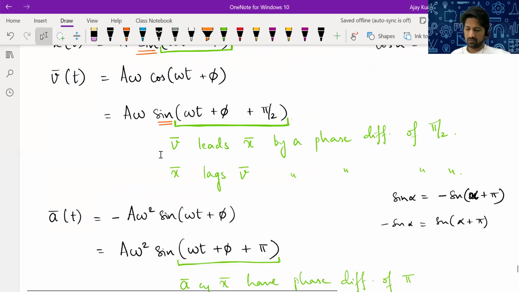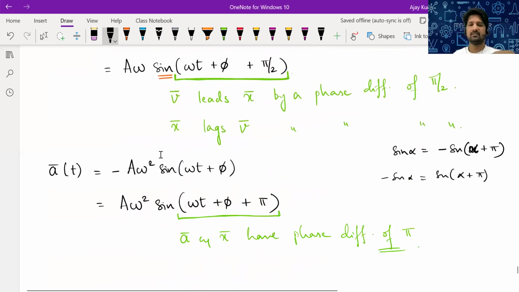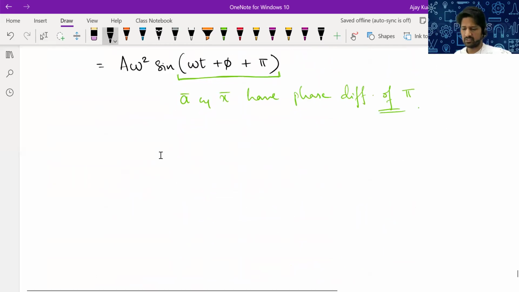So displacement and velocity have a phase difference of pi by 2, velocity leading the displacement by pi by 2. Displacement and acceleration have a phase difference of pi. They do the exact opposite things, or they behave in the exact opposite manner to each other, you can say.